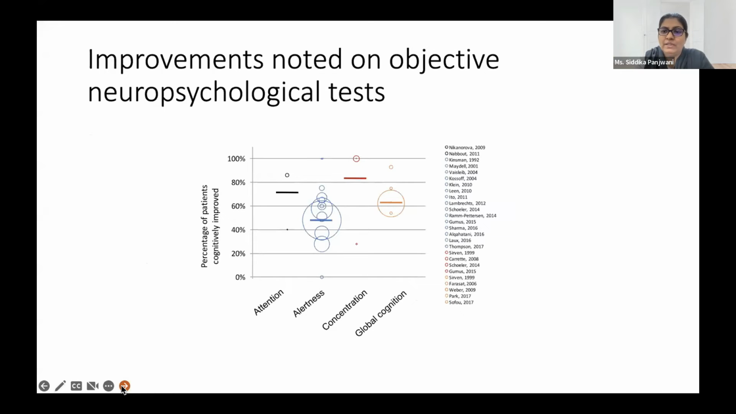And what they found is that amongst the domains assessed, alertness showed a consistent pattern of improvement across studies, which has been our experiential data also over the years, that alertness and awareness of surroundings definitely improves post-seizure control and with children on ketogenic diet.